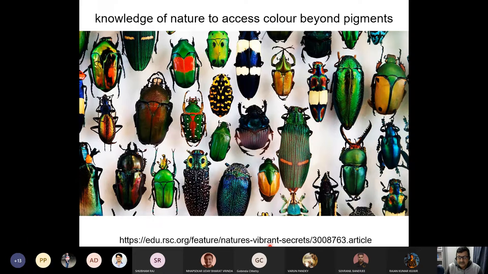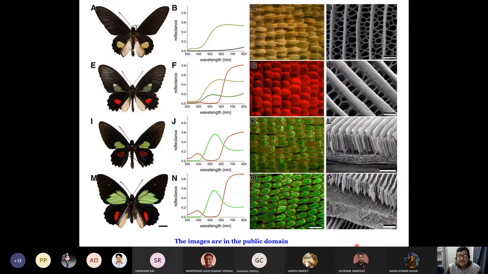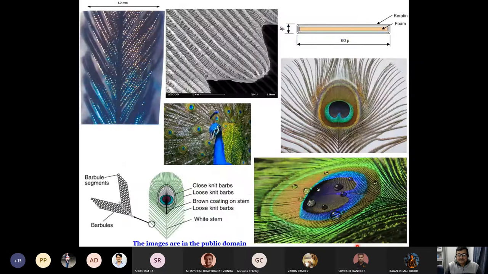You can look at this article that is given at the bottom, right? How exactly the animal kingdom uses nanotechnology in order to emit these colors. Say, for example, the peacock. I have given more examples of how exactly the peacock feather is structured. If you pick up a peacock feather like this, you will find this type of structures.